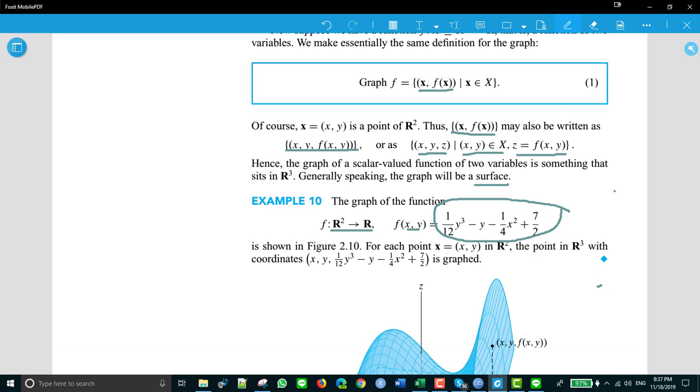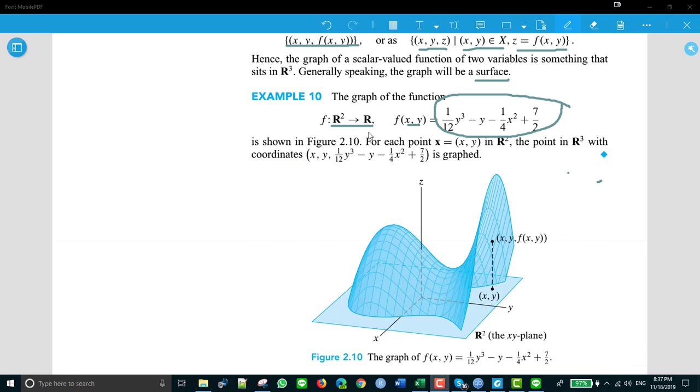So what does it mean? For each point x in R2, the point in R3 with coordinates, so we put in x, which is x comma y, and then the output is going to be this. So this is going to be some scalar, which is here. So we put in x and y, we get this out. So this is the x, this is the y, this is the z. So this is going to be a point in 3 space. So it might be here.